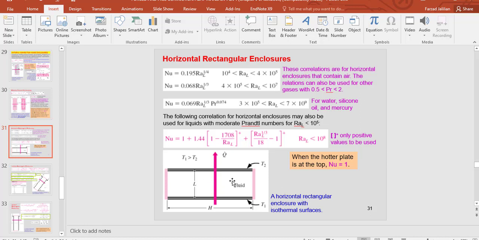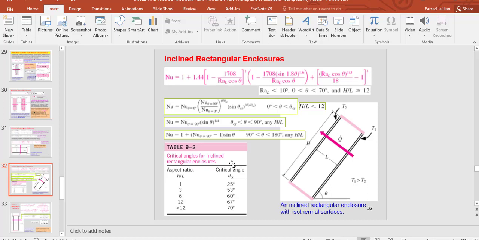So all of these conditions are important, and you should check them to use the different equations to calculate convection heat transfer for horizontal rectangular enclosures. Okay, what about the inclined rectangular enclosures? As you can see here, the geometry is similar to the horizontal, for example.